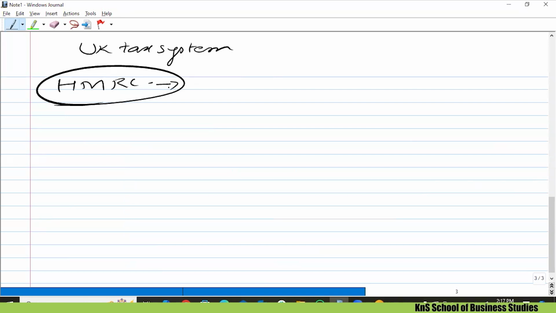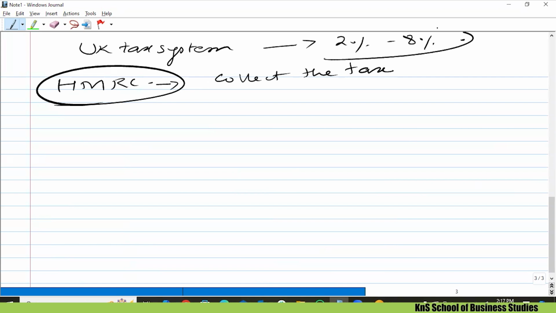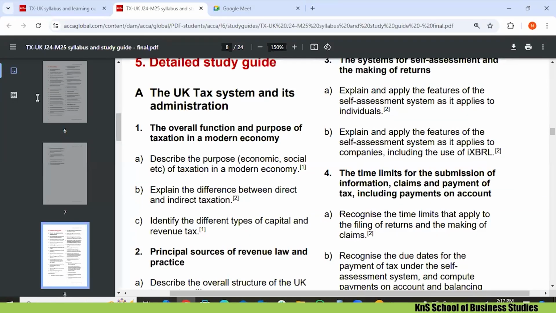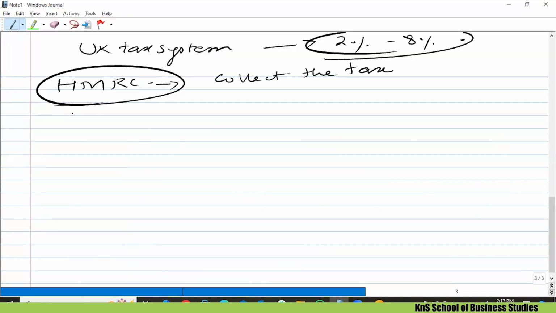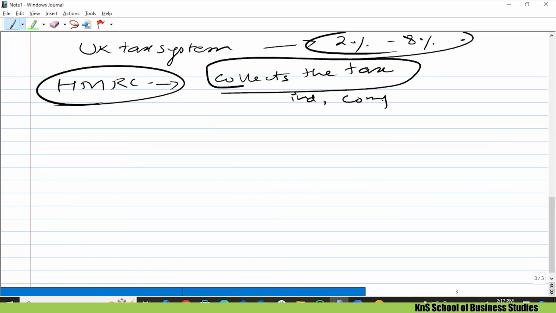So over here, what is the duty of HMRC? It is to collect the tax. With exam perspective, this area is tested with 2 to 8% marks. That's all, it's not more than that. So most of the MCQs you can expect from here. Its overall function, and how it contributes towards the economy, is that it basically collects the tax from individuals and from companies.